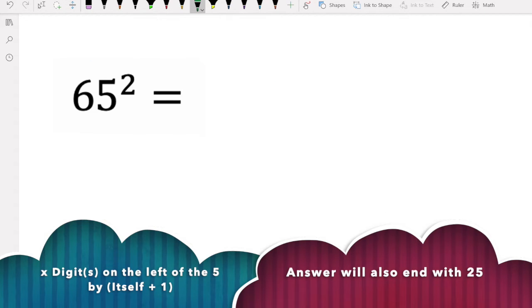65 squared. Nobody knows that. You can figure it out in a second, though. 6 plus 1 is 7. 6 times 7 is 42, and then you always add 25 at the end. Remember, 25 always is the last two digits.